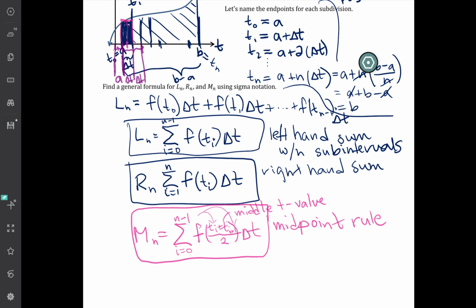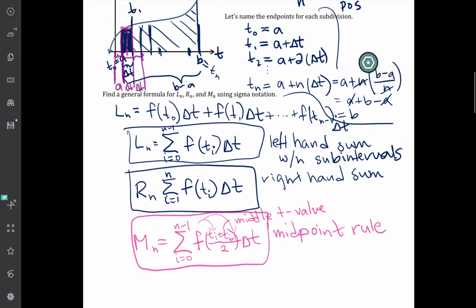Okay, so this is the formal notation for these. Make sure I didn't forget anything. Looks kind of scary, but we're going to keep using it, so hopefully don't get freaked out by it. The actual process of calculating a left, right, or midpoint rule is not that bad at all. So just look at this notation and really try and think about it, because it is going to keep coming up all quarter long, so we want to start getting comfortable.